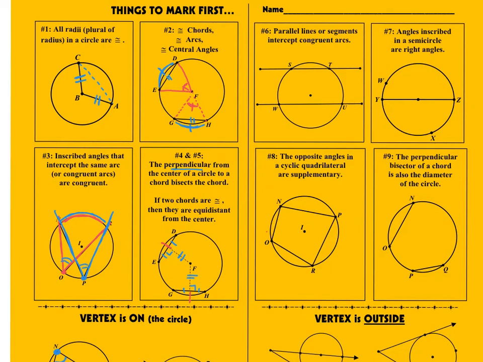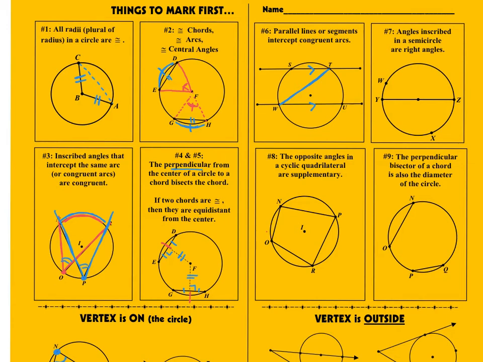Now, moving on to property number 6, parallel lines will intercept congruent arcs. So we're going to mark these lines here as parallel, and then we're going to think through why this should be true. What we're going to do is we're going to draw in a transversal. So we're going to draw in a segment TW.